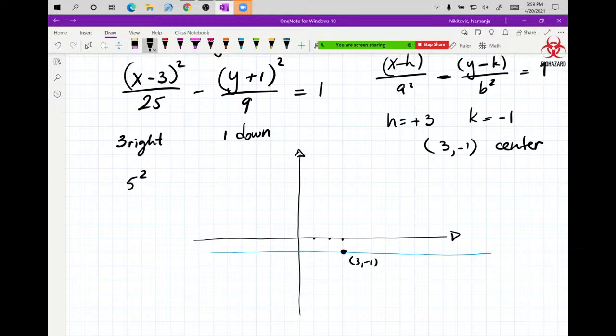So we're going to go to the center point. We're going to go 5 units to the left and 5 units to the right, because it is the horizontal hyperbola. 2, 3, 4, 5. Here's one of the vertices. 2, 3, 4, 5. Here's the other one. And we draw a hyperbola through those two points.